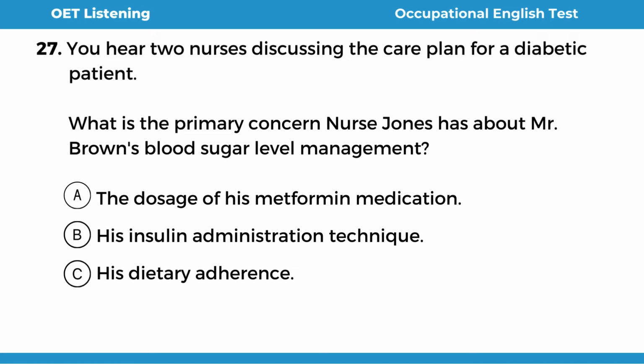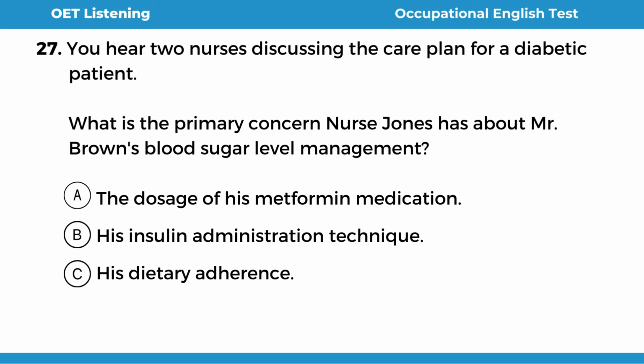Hi, Nurse Taylor. Can we go over Mr. Brown's care plan? He's been having trouble controlling his blood sugar levels. Sure, Nurse Jones. What's his current regimen? He's on metformin and insulin, but his blood glucose levels have been fluctuating a lot. Have we checked his insulin administration technique and timing? Yes, and it seems correct.